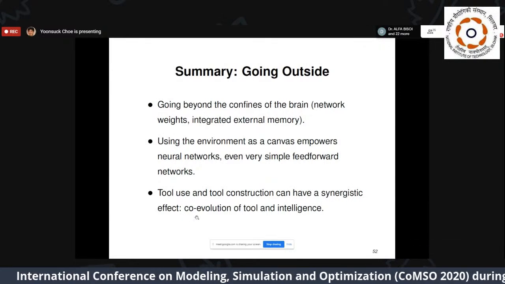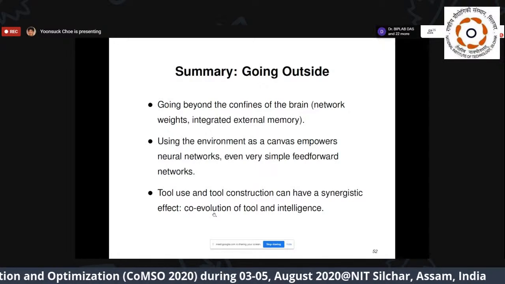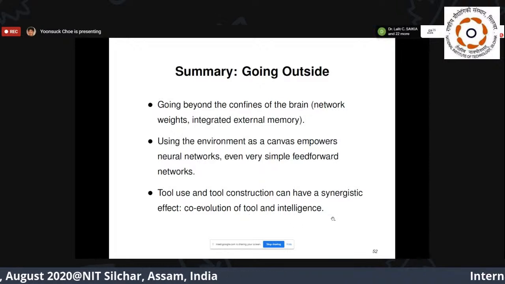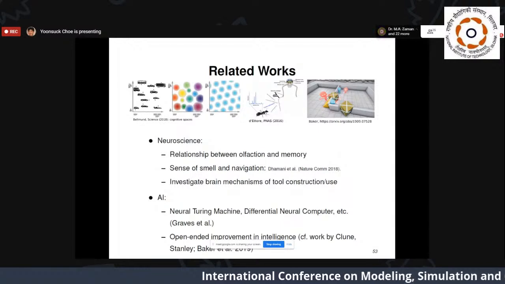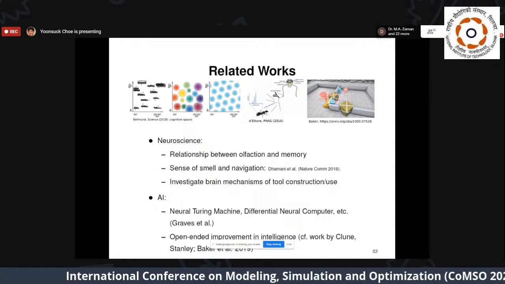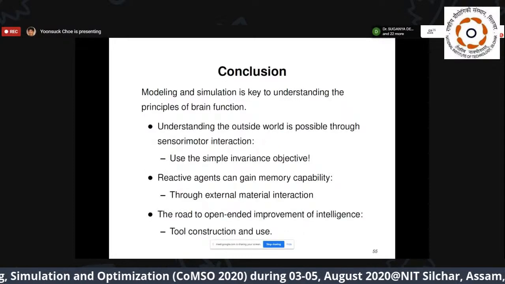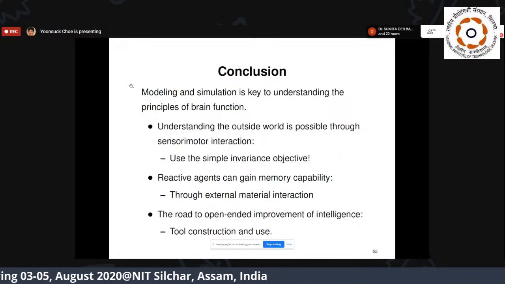Of course, this is future work for us. How can we make this co-evolution of tool construction, tool use, and intelligence happen? There are many interesting related works in this, and since I don't have much time, I'll just skip straight to the conclusion.